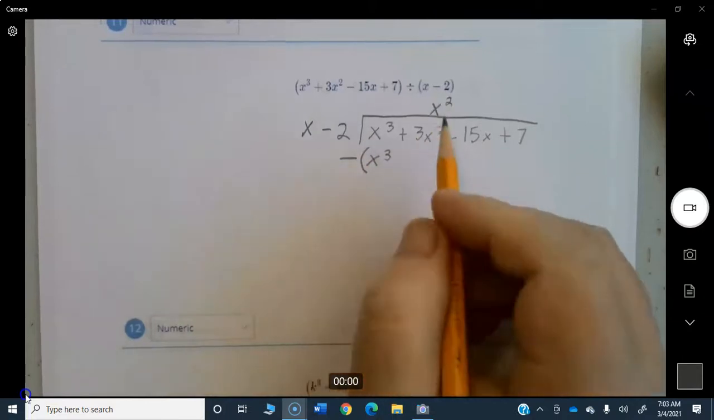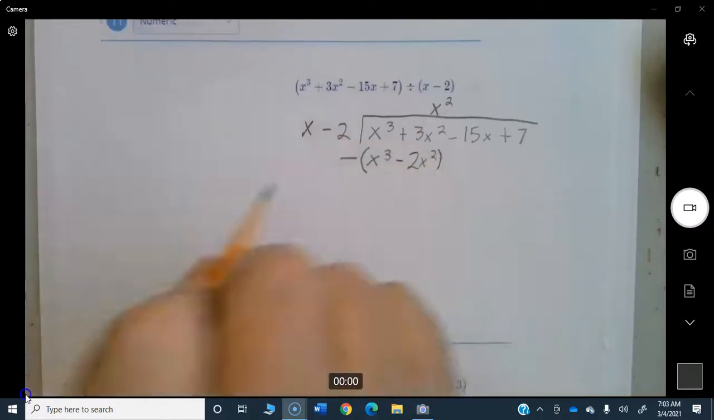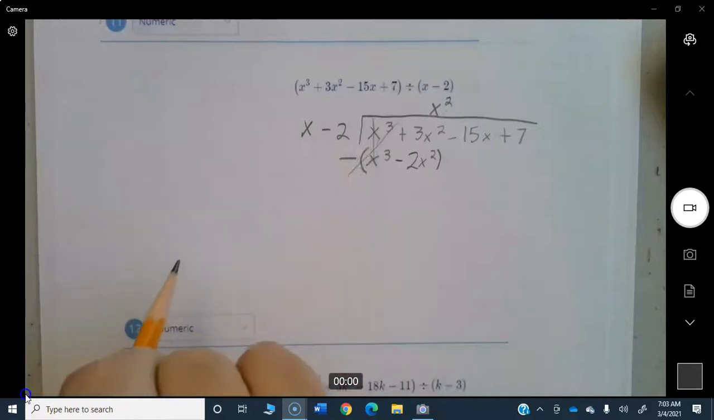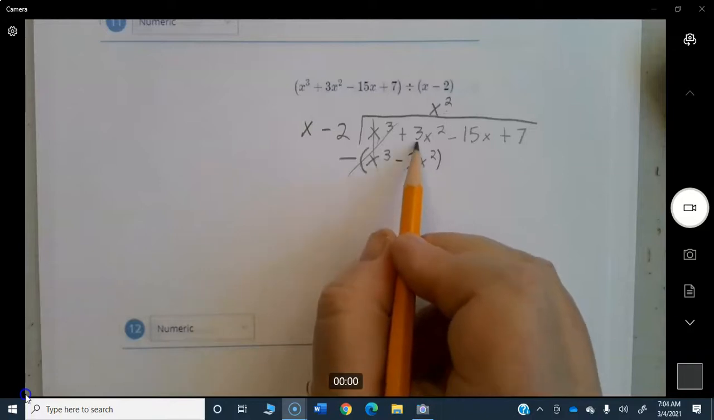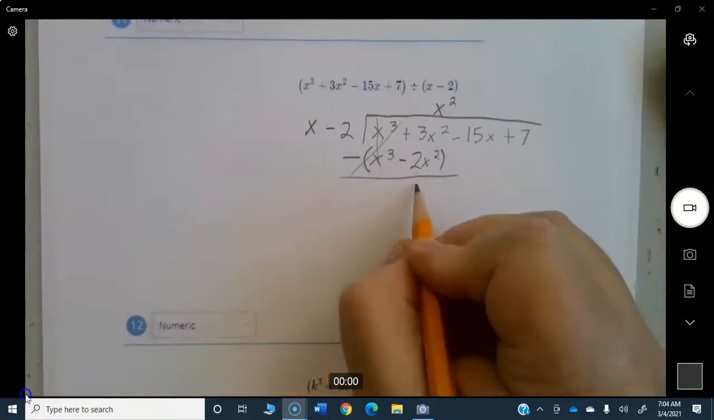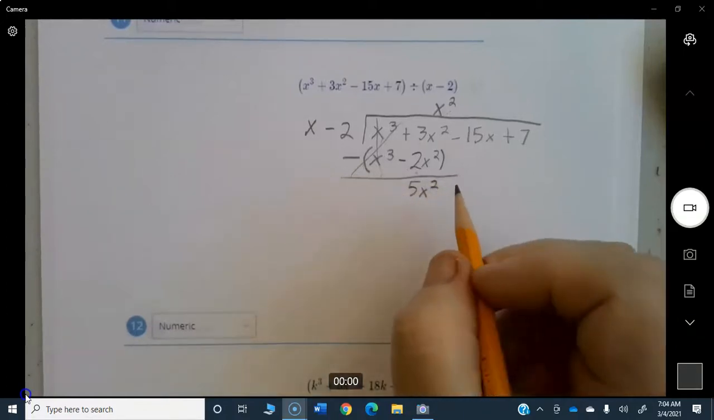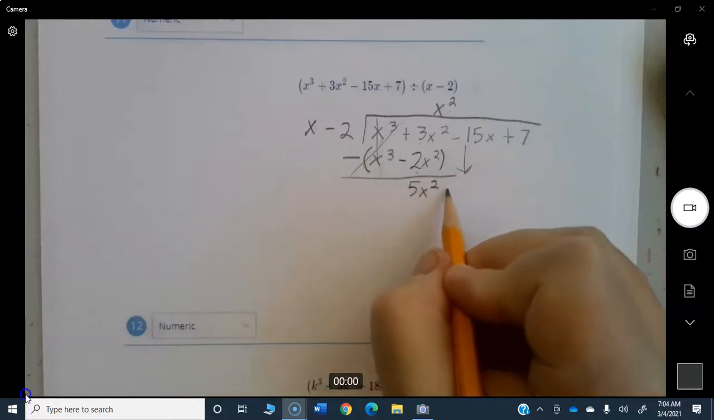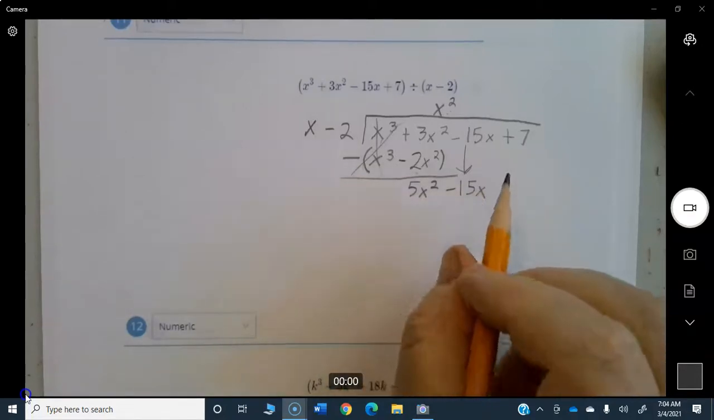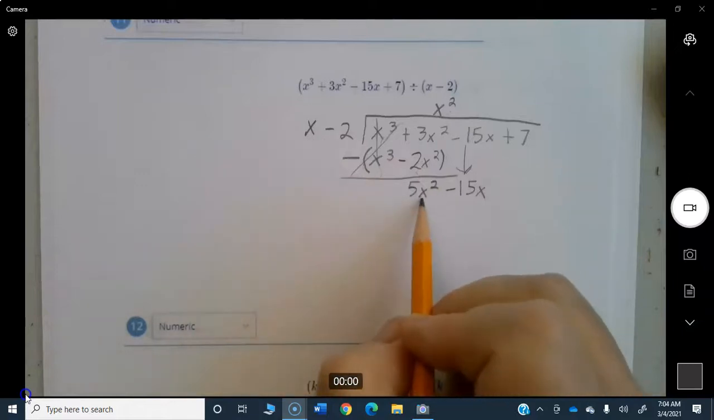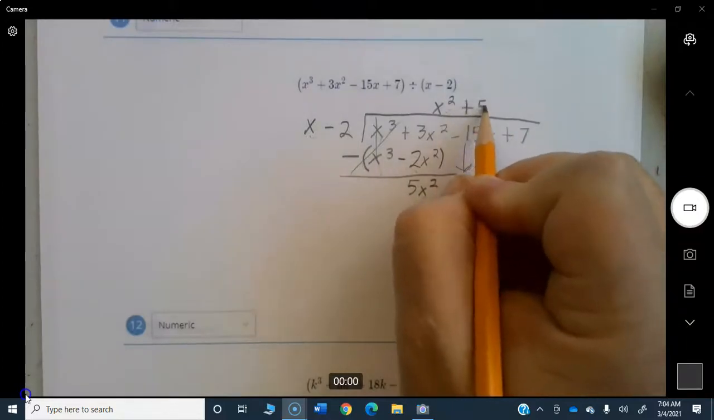Subtract, open a parenthesis, and x squared times negative 2 is going to be negative 2x squared. Okay, so these two disappear. And then you have a negative negative is a positive, so that turns it into a plus 2x squared. So 3x squared plus 2x squared is going to be 5x squared. All right, now you do a pull down, negative 15x, okay, and then you repeat the process, you divide. X into 5x squared. So what do you have to multiply x by to get 5x squared? Well, it's going to have to be a 5, and then another x.